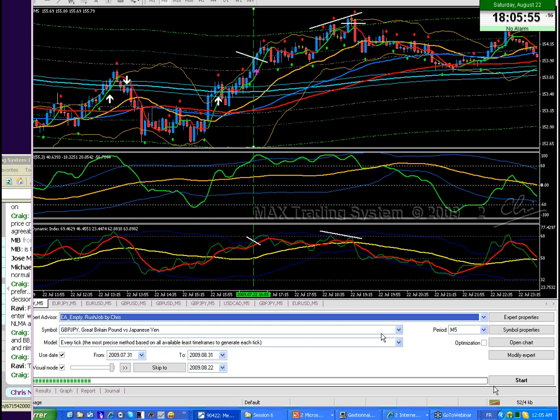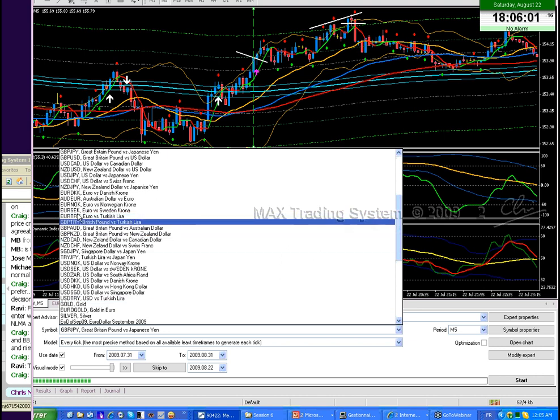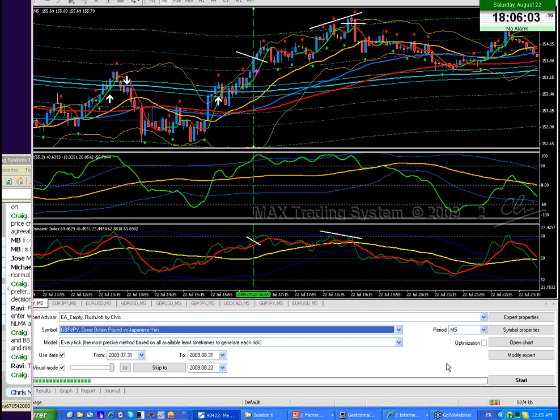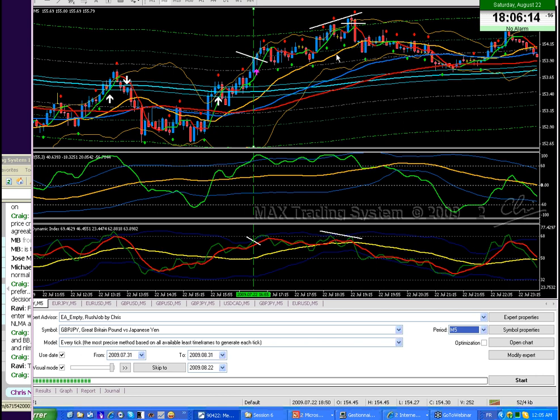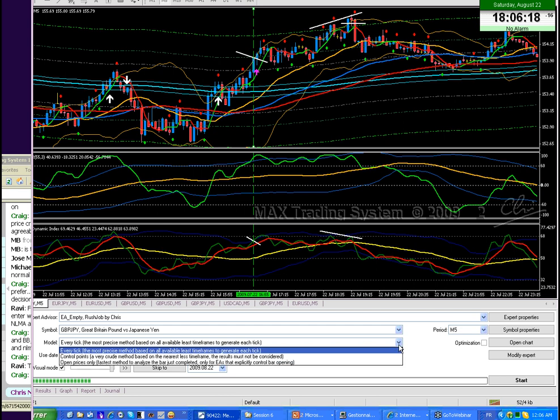You choose the symbol of the pairs you want to test. You have the list here, and you choose, for example, the pound yen. You choose the time frame you want to test, for example, M5, the 5 minute. Then you choose a model. You can choose a replay of the historical quotes tick by tick, or, for example, open price only.